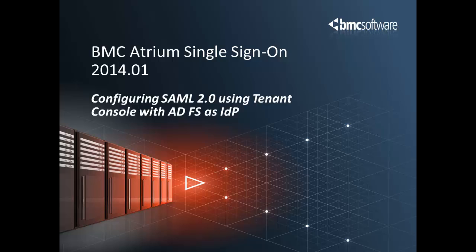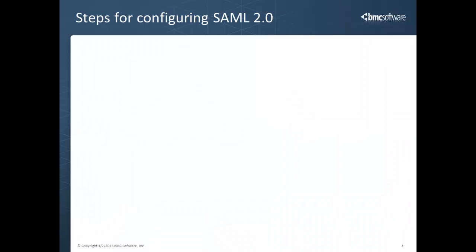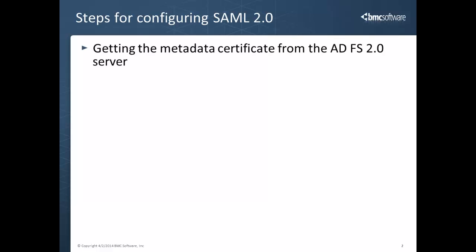In this video, we will see how to configure SAML 2.0 and integrate BMC Atrium Single Sign-On with a third-party identity provider, Active Directory Federation Services 2.0. Let us now walk through the steps for configuring SAML 2.0. These steps are quite simple.